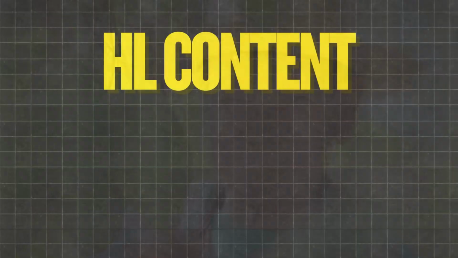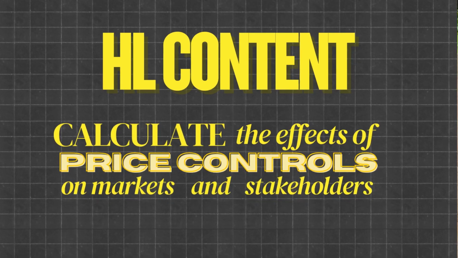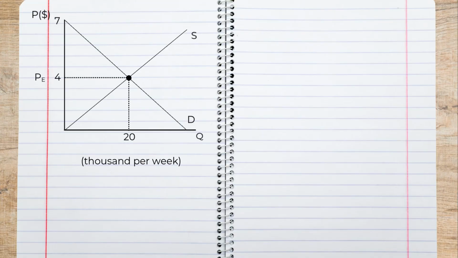Now, for you HL students, we need to learn how to calculate the exact effects of these price controls. Let's start with price ceilings. Let's say the market equilibrium is a price of $4 at a quantity of 20 units per week. The government imposes a price ceiling of $2.50, represented by PC.